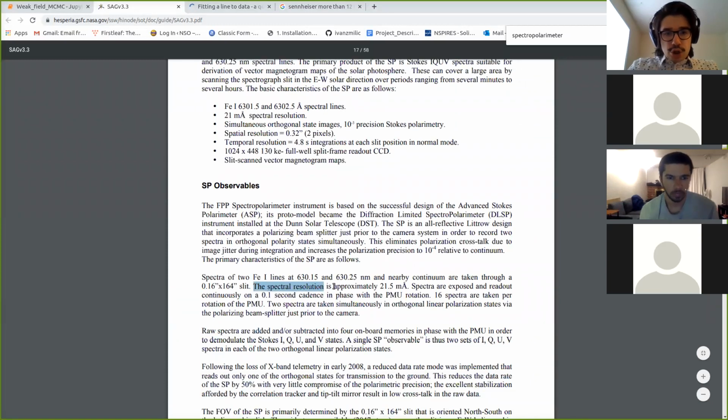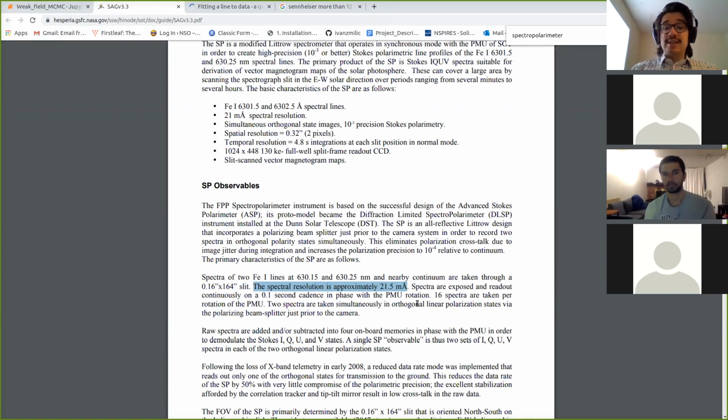spectral resolution is approximately 21.5 milliangstroms. That's an error. It's actually not the spectral resolution, it's the sampling. Spectral resolution is slightly poorer than this. So yeah, obviously, this is not the best expression. It might confuse you, but trust me that this actually tells you what the sampling is.